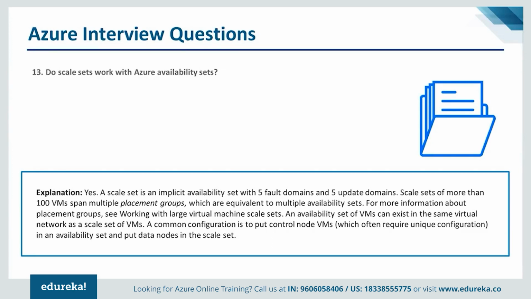Now, does it support my availability set? Yes, the scale set supports my availability set. You can just go ahead and fetch some information about the availability set if you're not very well versed with availability sets as far as Azure is concerned. There is a small description also over there, so I'll just read that for you. Yes, a scale set is an implicit availability set with 5 fault domains and 5 update domains. Scale sets of more than 100 VMs span multiple placement groups, which are equivalent to multiple availability sets. Okay, so this is what it means. I will skip the other part because I've given you enough explanation for this, and I would definitely recommend that you read about availability sets.